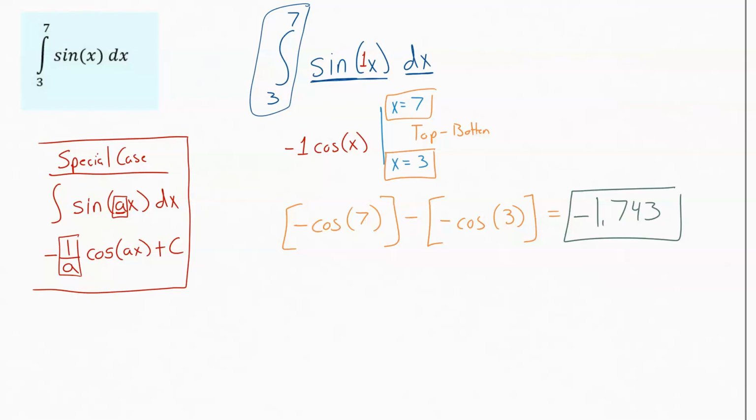And so that is the net area between the curve and the x-axis between 3 and 7 for the graph of sine x. The interesting thing here is that it's negative, and so we know without even looking at it that there is more area below the x-axis than above. Because we came out with a negative answer, that tells us that we have more negative area than we do positive area, even without seeing the graph.